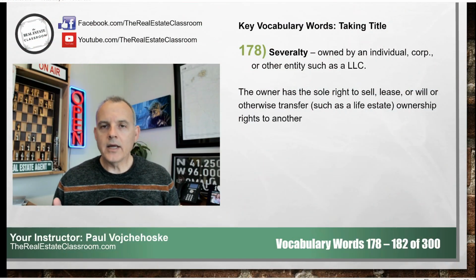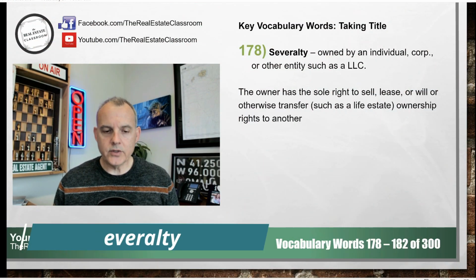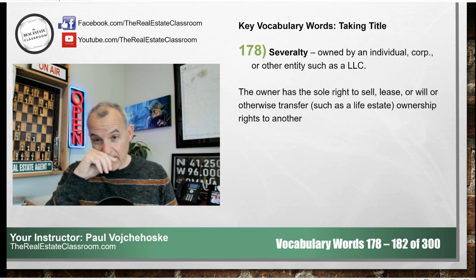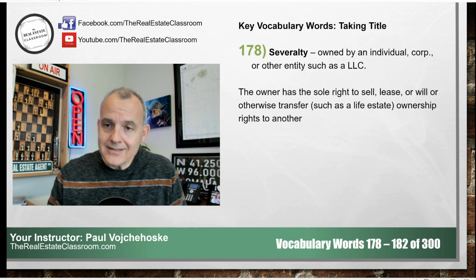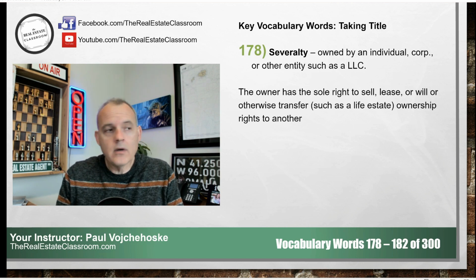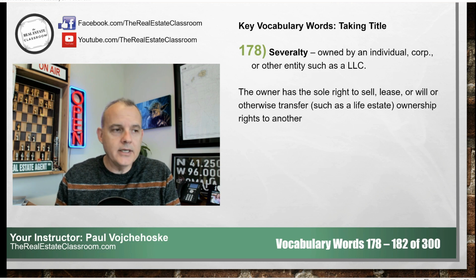All right. Now, the first key term, number 178, I want to talk about is severalty. So when someone takes property and they hold it in severalty, that means single ownership. Now, that can be an individual person or it can be an entity that owns that property, such as a corporation or a limited liability company.